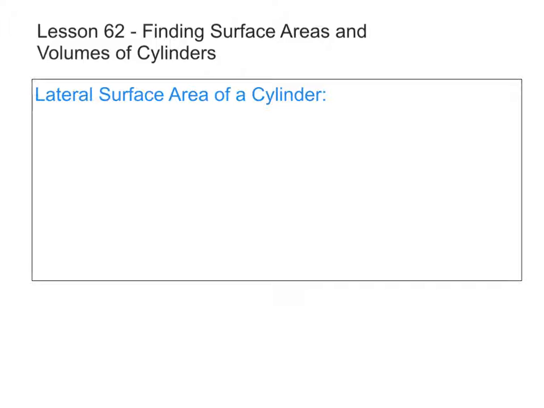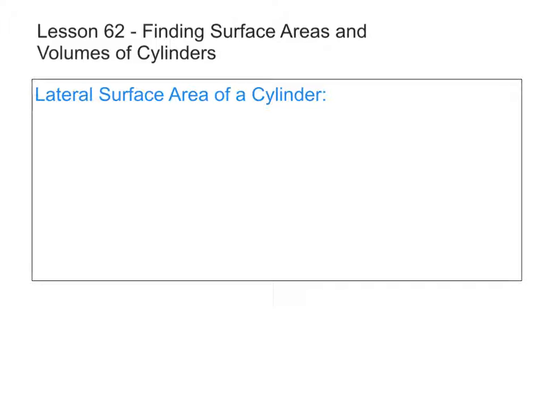We still have the altitude or the height, okay? And it's these two components that are basically going to set us up for the formulas that we're going to use to find all of these different things. The first thing that we're going to find for a cylinder is the lateral surface area of a cylinder. So for your notes, lateral surface area.